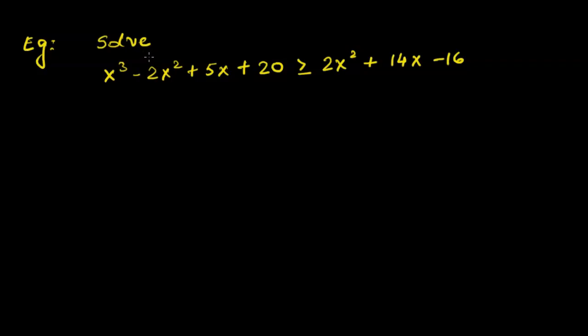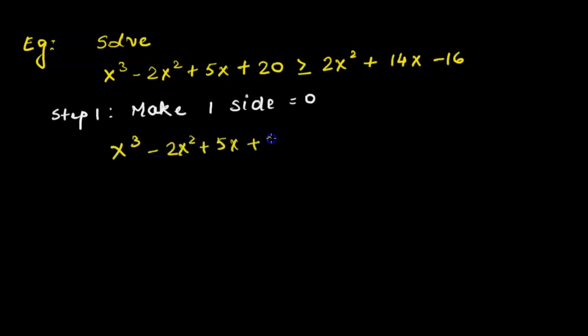Whenever we have to solve any equation or any inequality, the first step is that the right side should be equal to 0. This is specifically for polynomial inequalities or equations that have degree 2 or higher. So step 1 is make one side equal to 0. How do we make one side equal to 0? We move everything on one of the sides to the other side. And this is how it would look: x cubed minus 2x squared plus 5x plus 20 minus 2x squared minus 14x plus 16 is greater than or equal to 0.